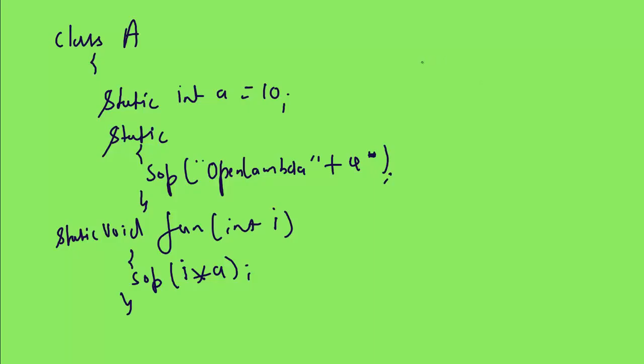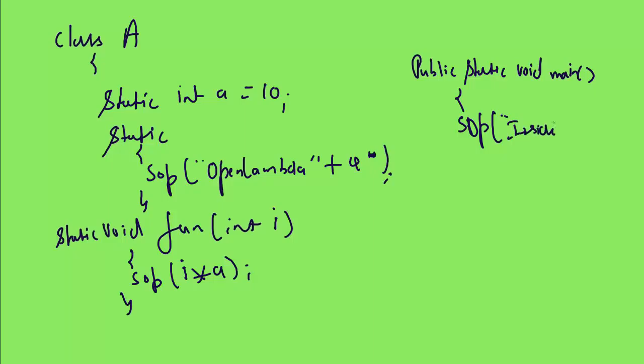Now there is a main method. I have not yet finished this class. This class will have the main method: public static void main. SOP of inside main. I am invoking the fun method with 4 as an argument.